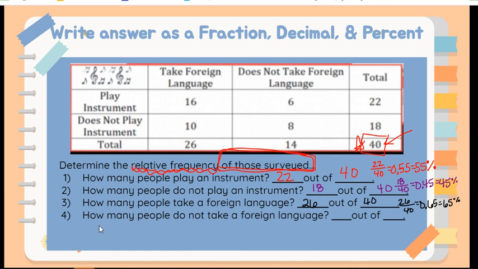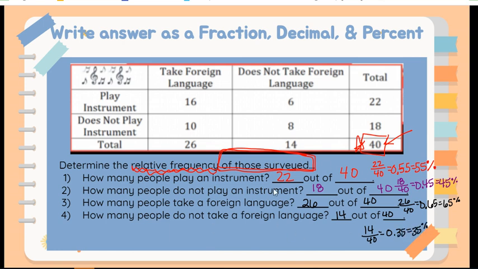All right, and last but not least, how many people do not take a foreign language? So come over to does not take a foreign language. We have a total of 14 people, and that would be out of 40 people surveyed. So this last one is 14 over 40 as my fraction. 14 divided by 40 is 0.35. And as a percentage, that would be 35%.